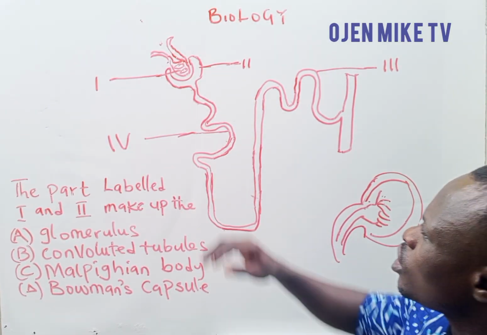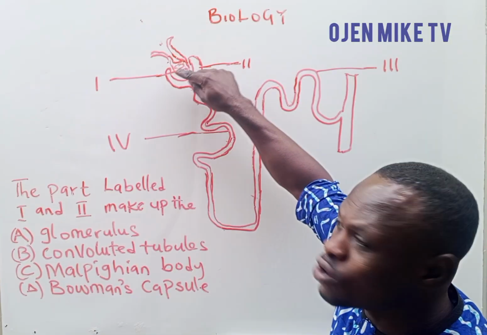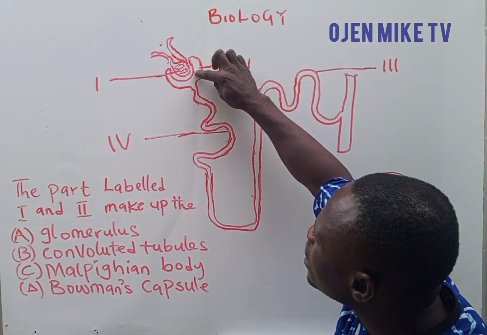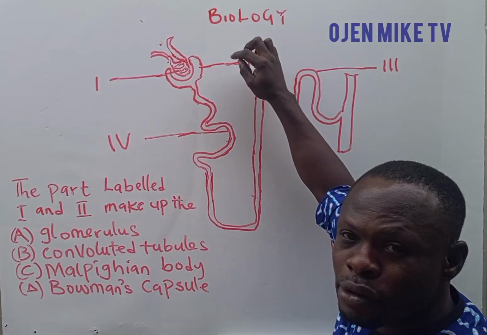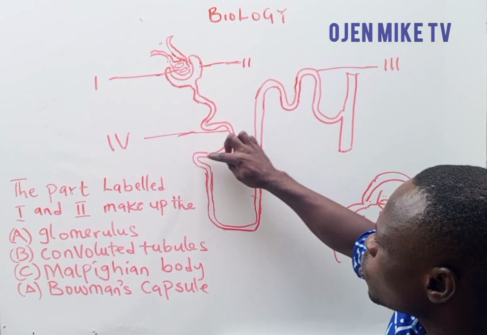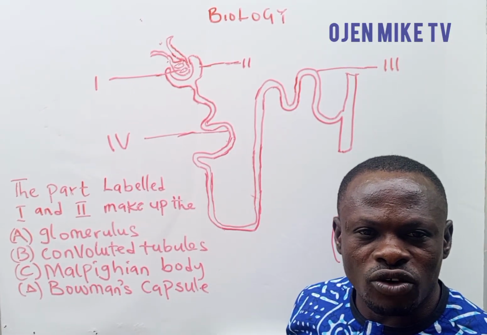Now in the nephron, what you see here is what we call the glomerulus. This is the glomerulus. This funnel here that you are seeing is called the Bowman capsule. This tube that is winding like this is called the convoluted tubule. All right, the convoluted tubule.